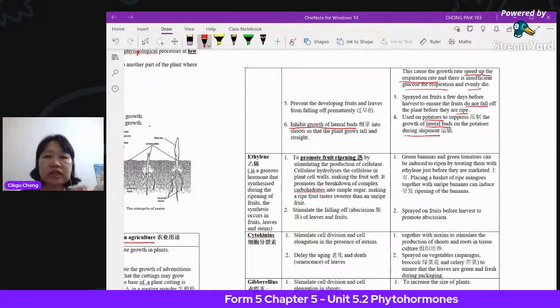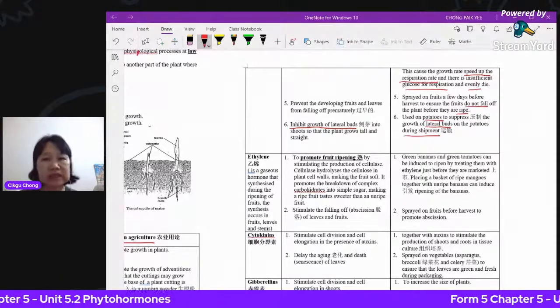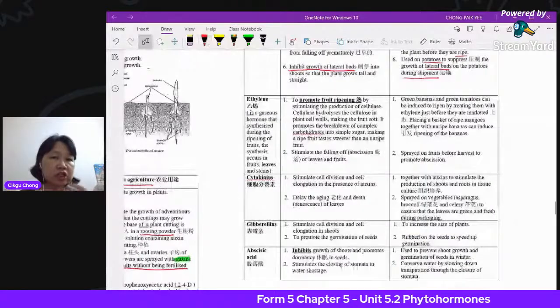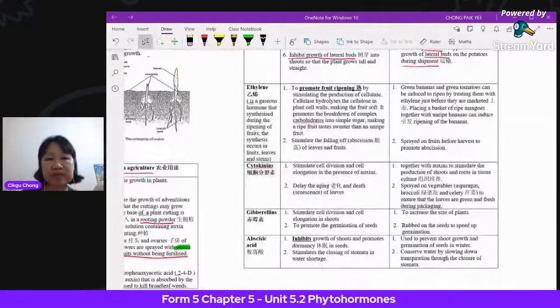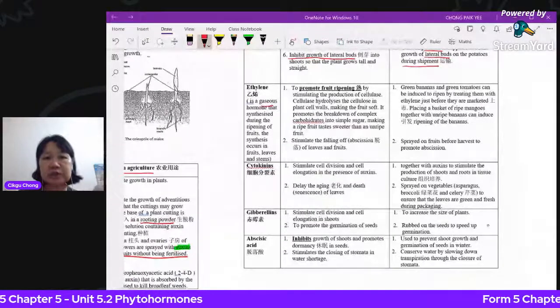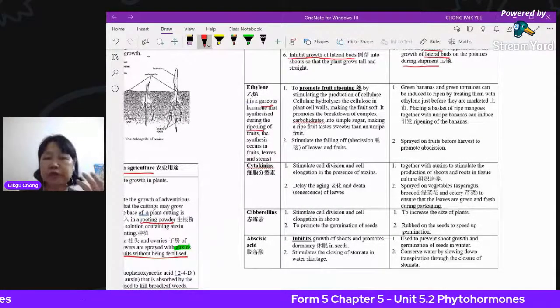So actually, if you don't want it to grow, you spray a bit of auxin on it. It will suppress the growth of the buds. Okay, next one, ethylene. Just remember, this is the one that promotes fruit ripening. It is a gas, and it's going to promote the ripening of fruits. So fruits ripen because of the presence of ethylene.